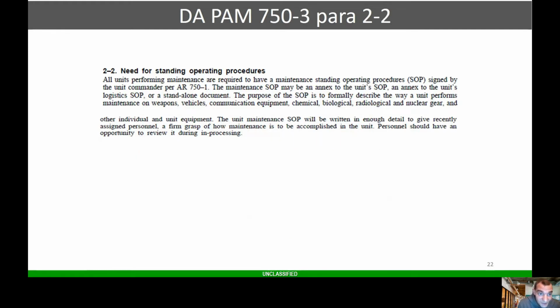750-3, need for standing operating procedure. All units performing maintenance are required to have a maintenance SOP signed by the unit commander, okay? The maintenance SOP may be annexed to the unit SOP, annexed to the unit's logistics SOP, or a standalone document. The purpose of the SOP is to formally describe the way a unit performs maintenance on weapons, vehicles, communication equipment, chemical, biological, radiological, and nuclear gear, and other individual unit equipment. The unit's maintenance SOP will be written in enough detail to give recently assigned personnel a firm grasp on how maintenance is to be accomplished in the unit.